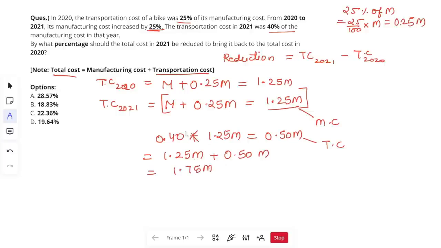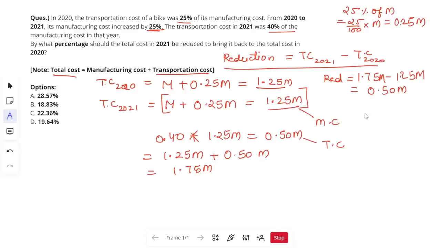So now what we need to find, our formula that we have written, right? Reduction. In order to calculate reduction, we need total cost in 2021, which is 1.75, minus total cost in 2020, which was 1.25. So we have found the reduction: 1.75 minus 1.25 is going to give us 0.50 M. Don't forget to mention M everywhere, because M was a part of it, which is manufacturing cost. Now we are asked percentage reduction, right? Percentage.